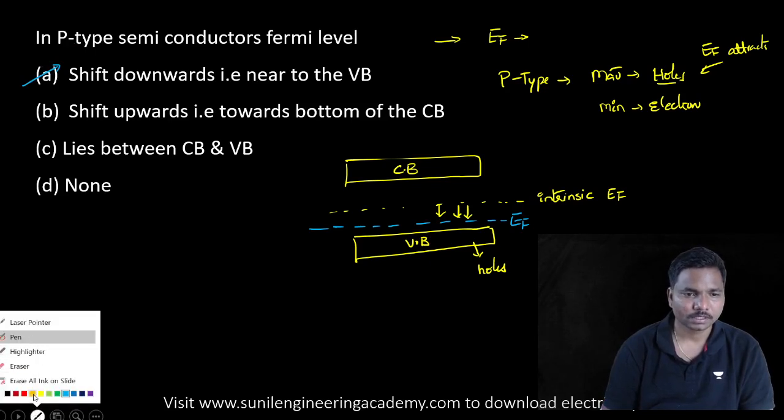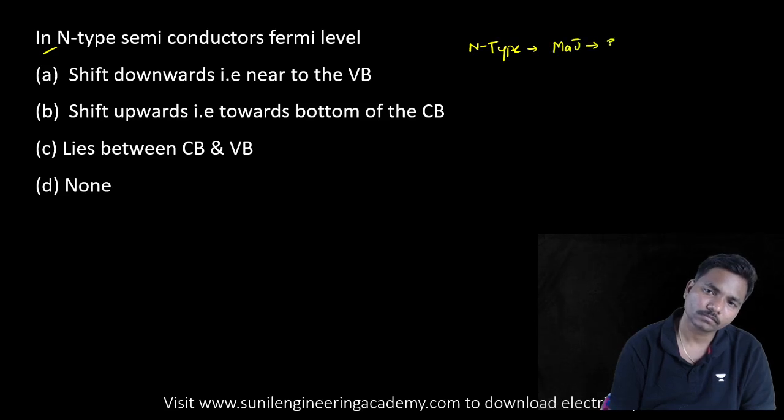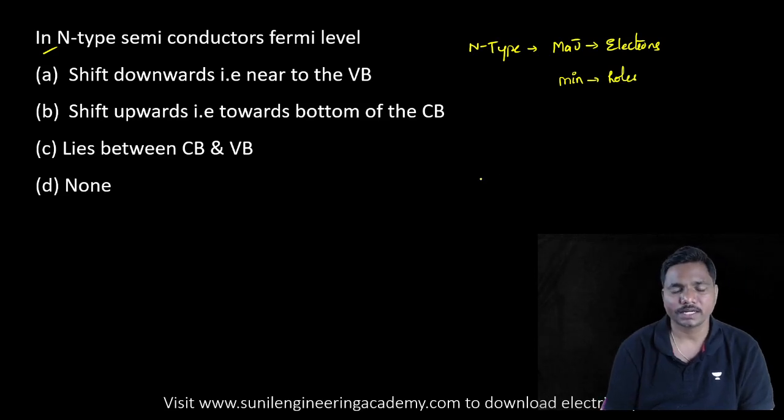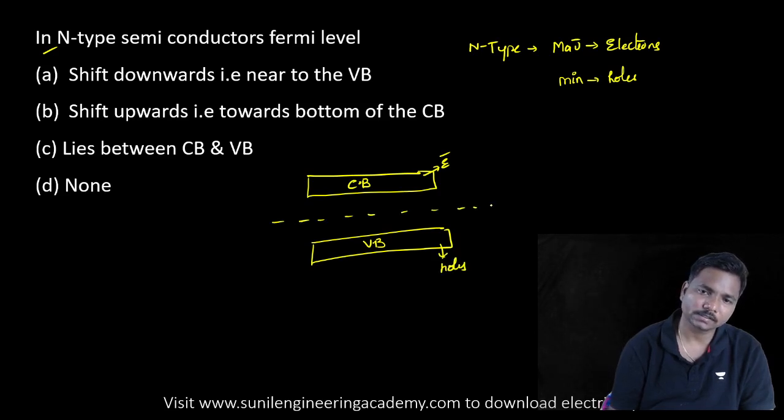Okay, in the same way, consider n type. N type: majority electrons, minority holes. Majority are electrons, minority are holes, so the level will be shifted to the majority carrier side. Majority carriers are electrons, and the conduction band has electrons. The valence band has holes. So for intrinsic, it is in the middle.